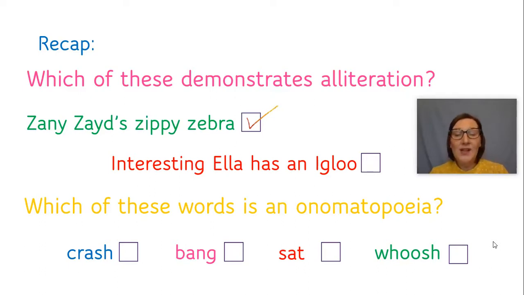Now, which of these words is an onomatopoeia? Remember, an onomatopoeia is a word that makes the sound that it's telling you what the word is, if that makes sense. So it sounds like what the word is. So crash, that is an onomatopoeia. Bang, that's an onomatopoeia. Sat, no, you can't hear a sat, can you? So that's not one. Whoosh, that's an onomatopoeia. Well done if you got those correct.